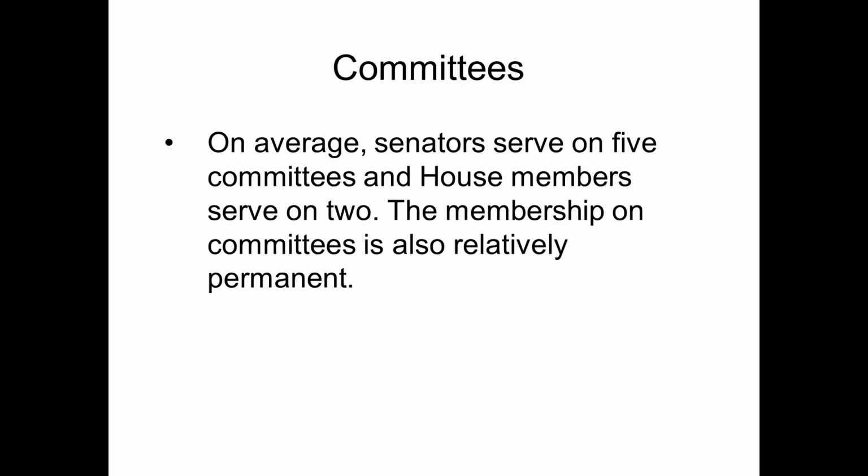So sometimes it is competitive as to who gets on committees and who doesn't. Oftentimes it's determined by seniority, and you have to serve a certain number of years in either the House or Senate before you're really given serious consideration to go on one of the more competitive committees.